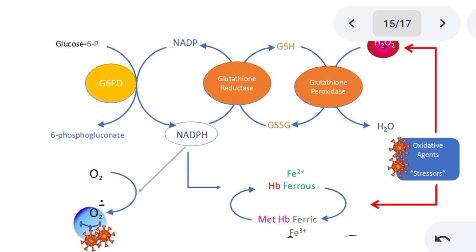So someone takes fava beans. It's going to trigger the production of more and more hydrogen peroxide in the red blood cell, which will lead to an increase in the lysis of red blood cells, and finally leads to hemolytic anemia.